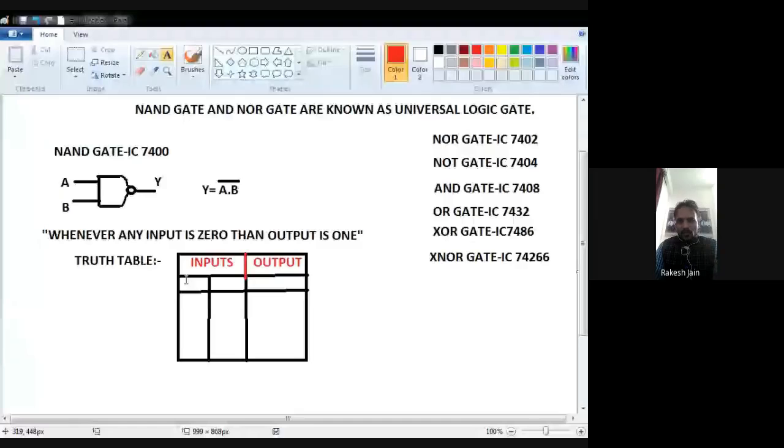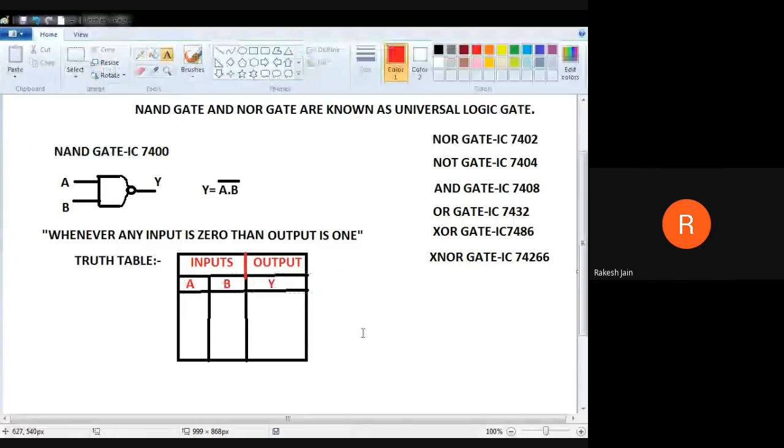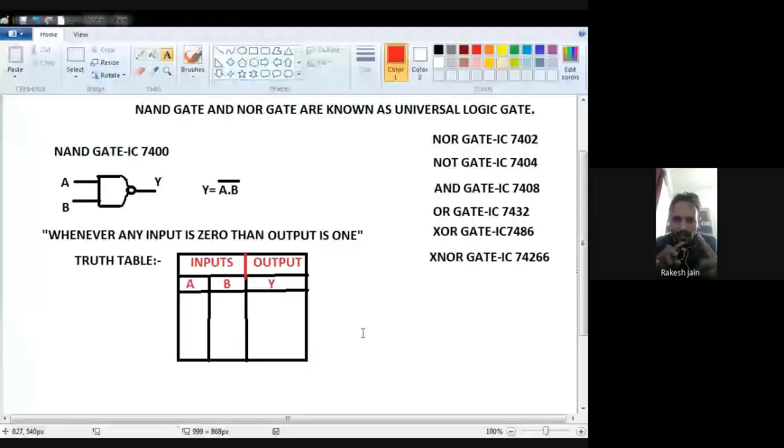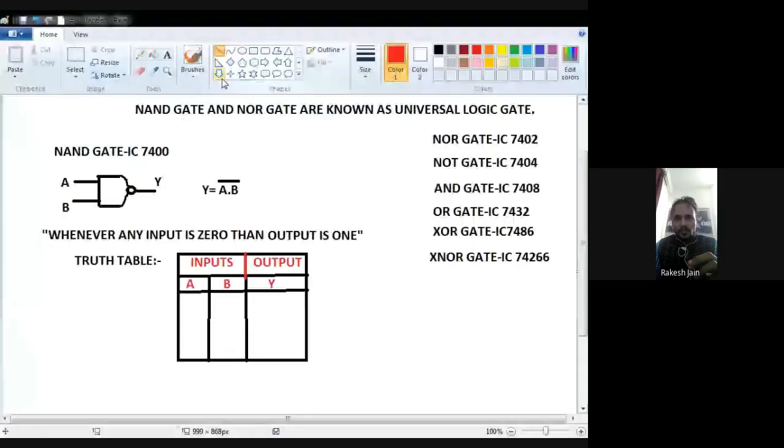Now see, here are my inputs and outputs. How many inputs are in the NAND gate? A and B, two inputs. And what is the output? My output is Y. Now whenever two inputs are there, how many combinations are there? Either both are 0 0, or first is 0 and second is 1, or first is 1 and second is 0, or both are 1 1. These four combinations are there.